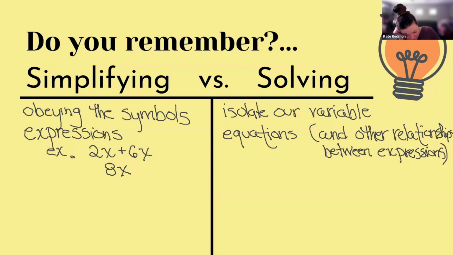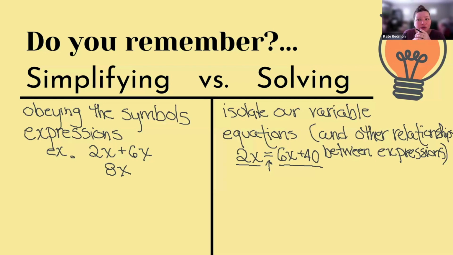For example, 2x equals 6x plus 40 is an equation. I have an expression equal to another expression. I know the relationship between these two expressions, so I have the clues that I would need in order to solve this. When we are solving, we're working to isolate our variables.